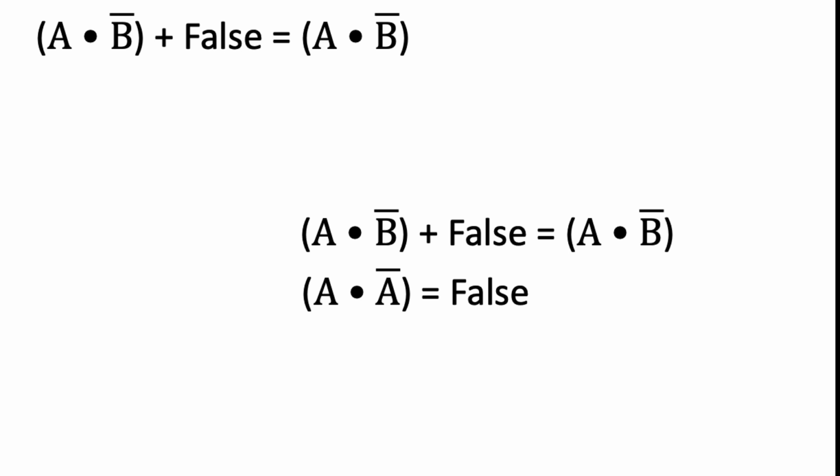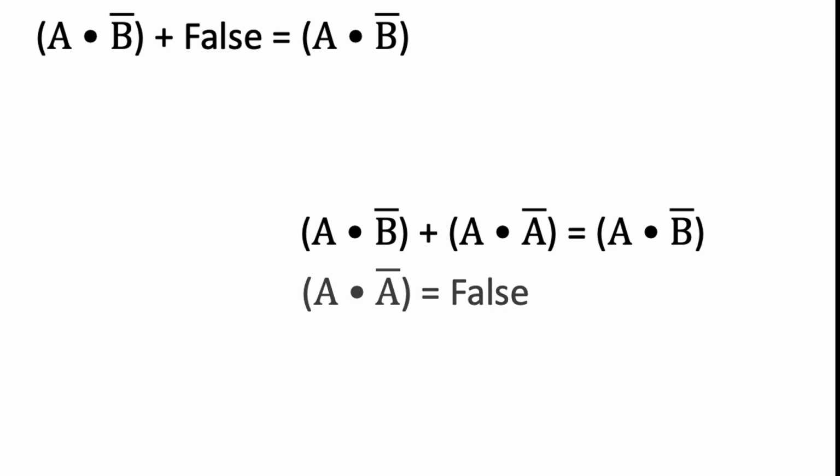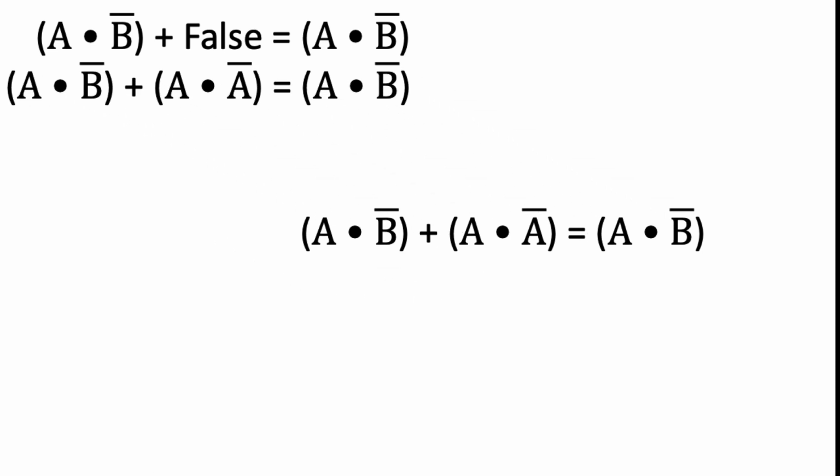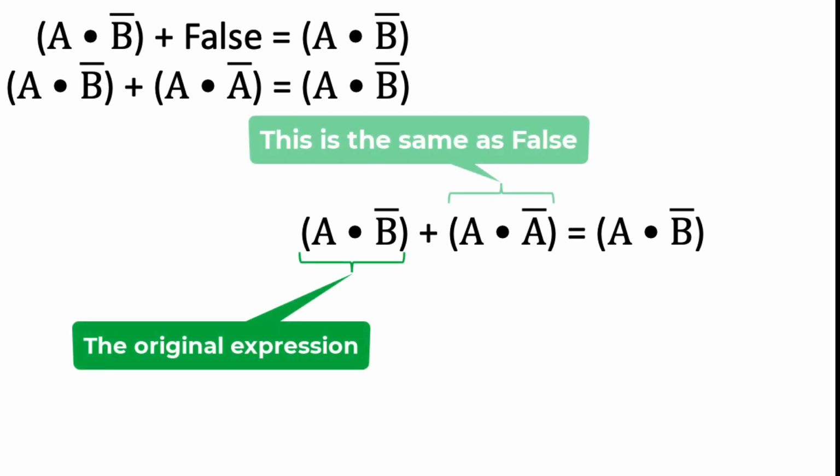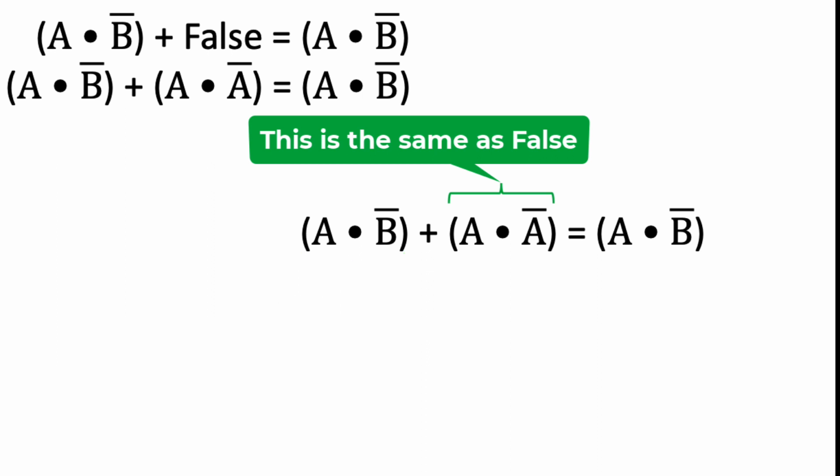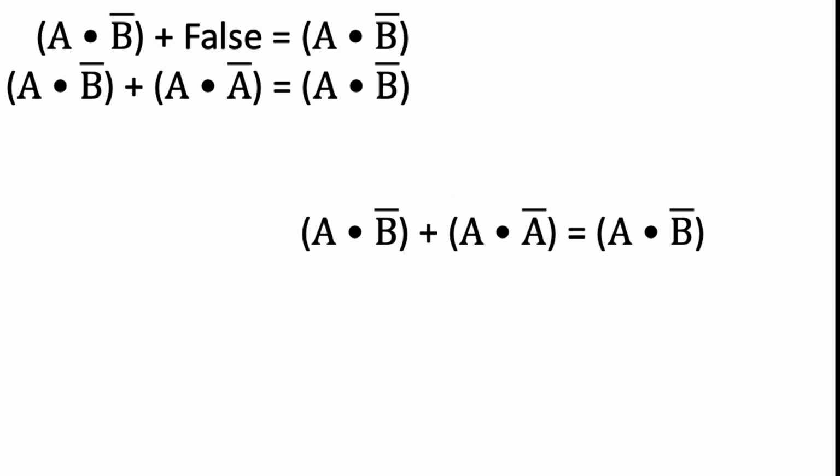Notice that any Boolean expression ORed with false is equivalent to the original expression. Further, any Boolean variable and its NOT is equivalent to false. Therefore, any expression ORed with a variable and NOT the same variable is equivalent to the original expression. That's a bit complicated, so let me repeat that. Any Boolean expression ORed with false is equivalent to the original expression. Any Boolean variable and its NOT is equivalent to false. Therefore, any expression ORed with a variable and NOT the same variable is equivalent to the original expression.